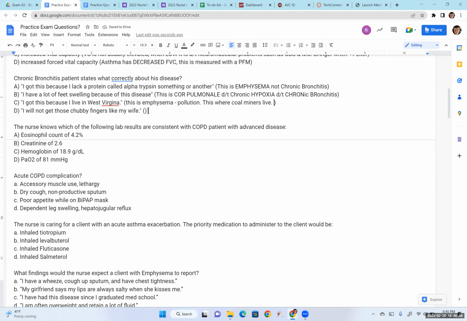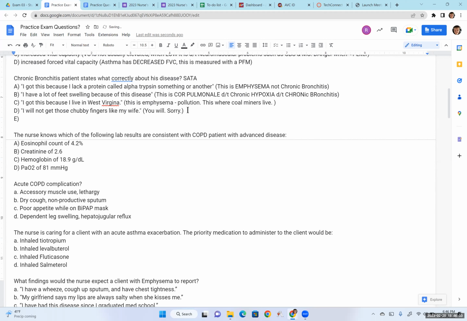So I want to get those chubby fingers like my wife. So this could be a SATA, right? Let's add another one, E. So give me another thing they might state incorrectly or correctly. Right, also the death. That's also true, but that's kind of non-specific. I will suffocate you, a popped lung.